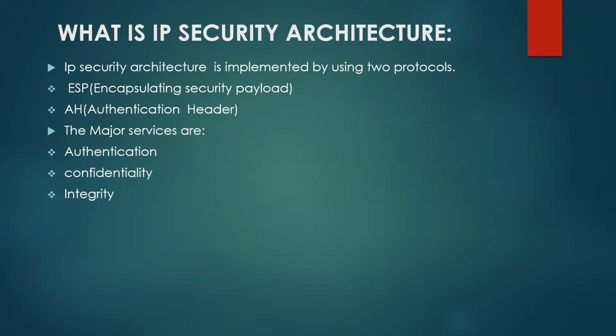And the major services that are there in IP security architecture are authentication, confidentiality and integrity. Authentication and integrity are provided by using AH, where AH means authentication header, and confidentiality is provided by using ESP. And this is about the IP security architecture.